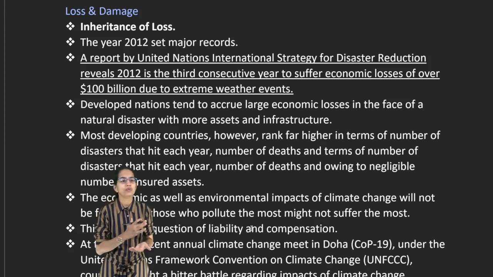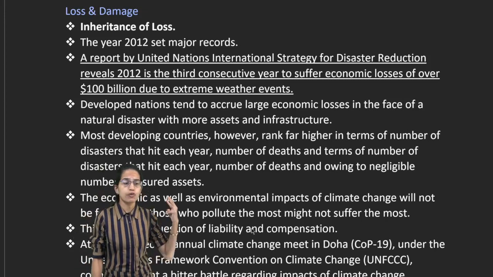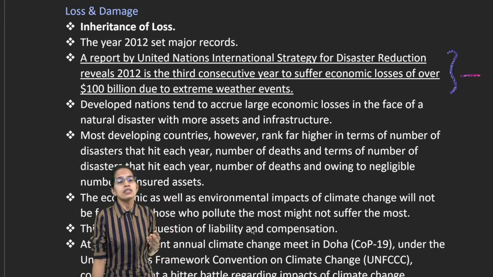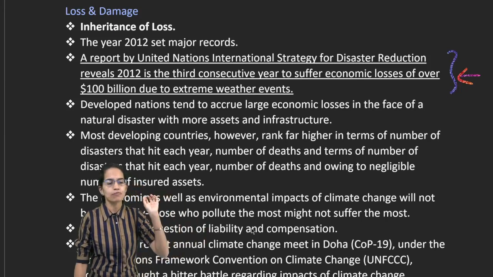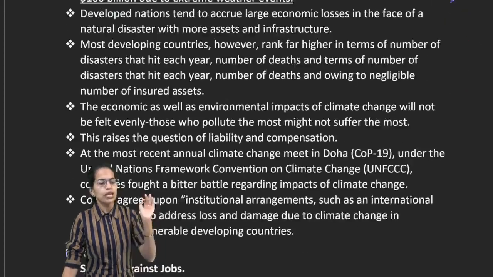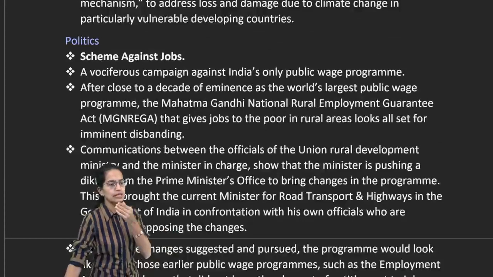The next is the UN strategy for disaster reduction, which says that for the third consecutive year, the world has borne a loss of nearly $100 billion, and that is contributed only by extreme weather events across the world, and therefore there should be some institutional mechanisms to bring this to an end.